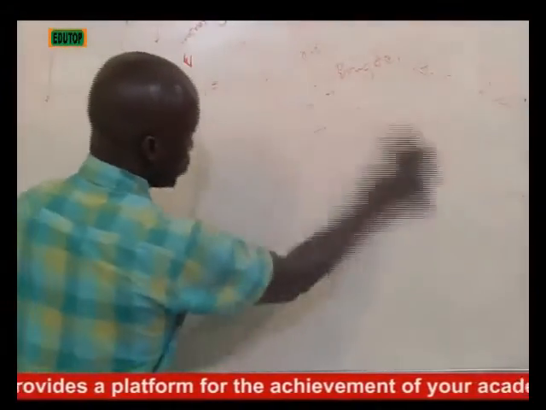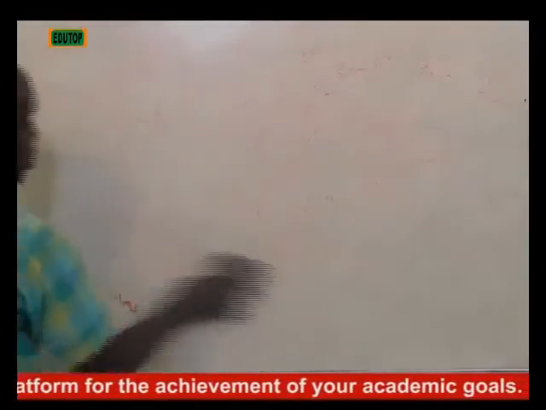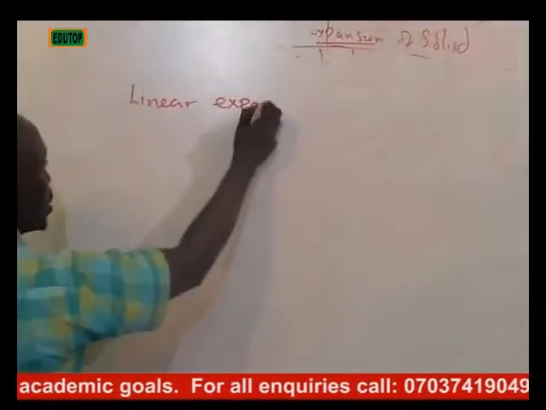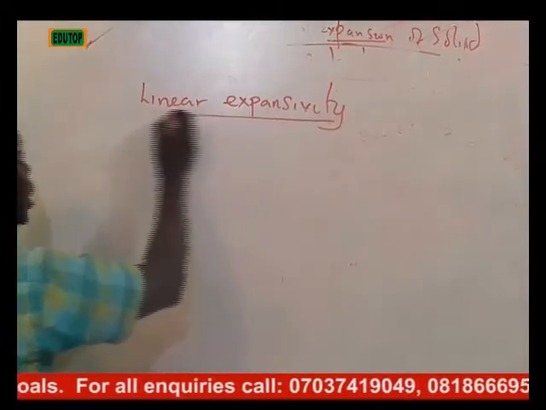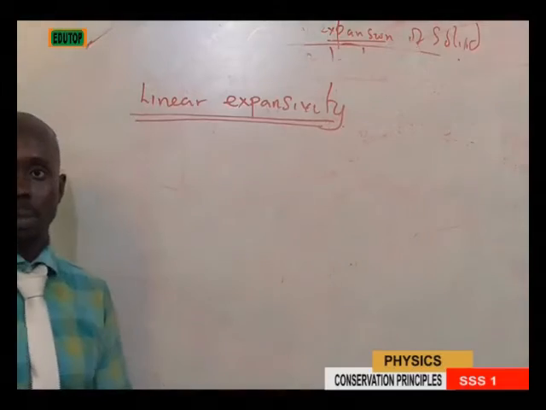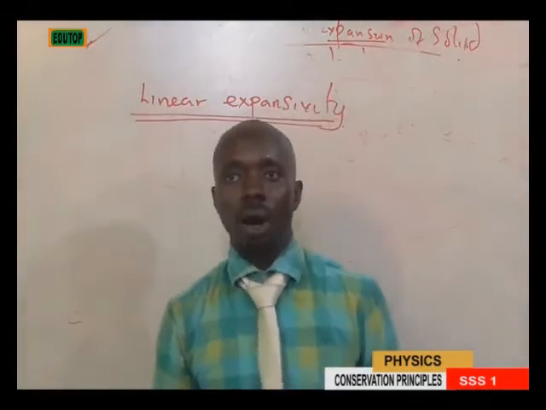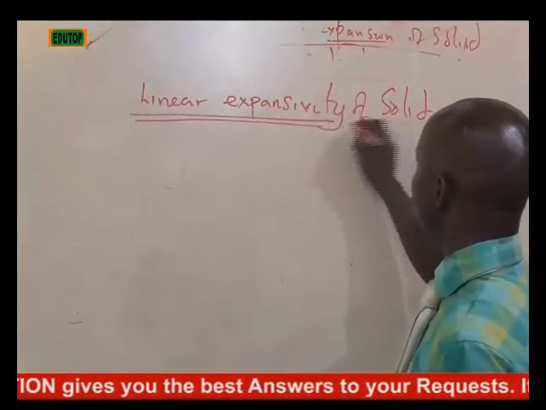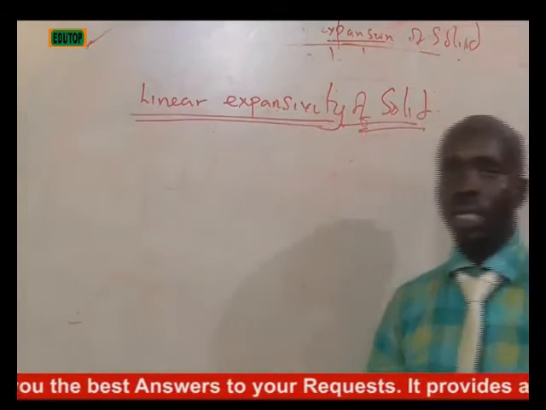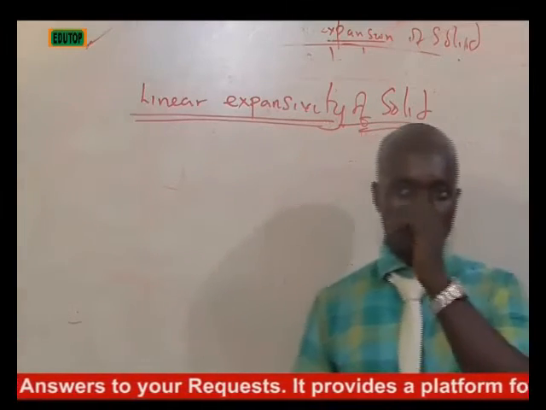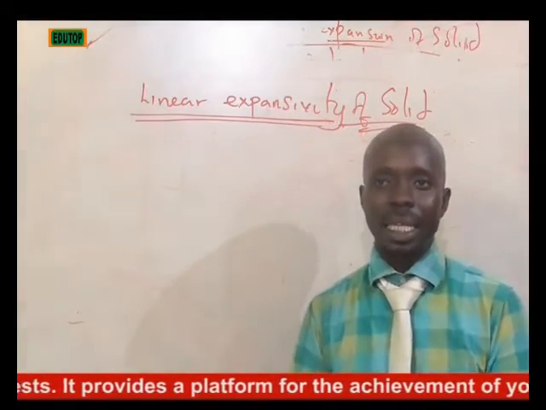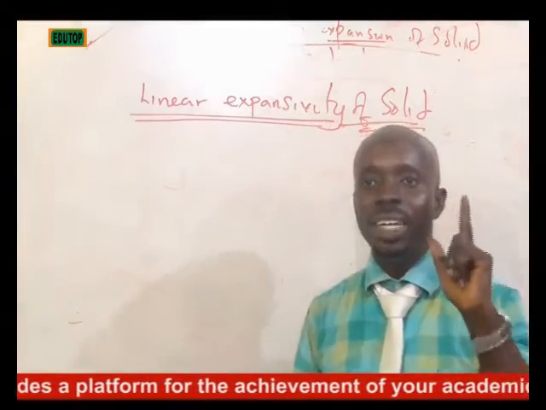Now let's go to what we call linear expansivity. That's another very good subtopic. Linear expansivity. Under our linear expansivity, we will be starting with solids. Before we go to linear expansivity of solids, we will be looking at what linear expansivity itself is. Linear expansivity is defined as the increase in length per unit length for 1 degree rise in temperature.